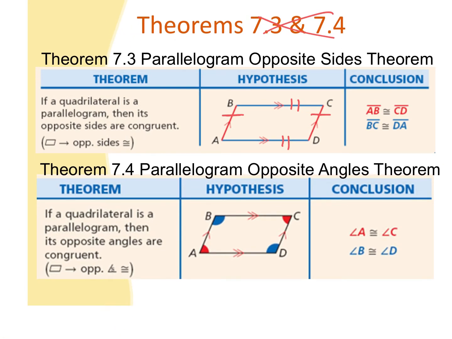And then we also have the parallelogram opposite angles theorem, and this states that if a quadrilateral is a parallelogram, then its opposite angles are congruent, and it's color coded here. So angle A is congruent to angle C, and angle B is congruent to angle D, and I know this because of the parallelogram opposite angles theorem.